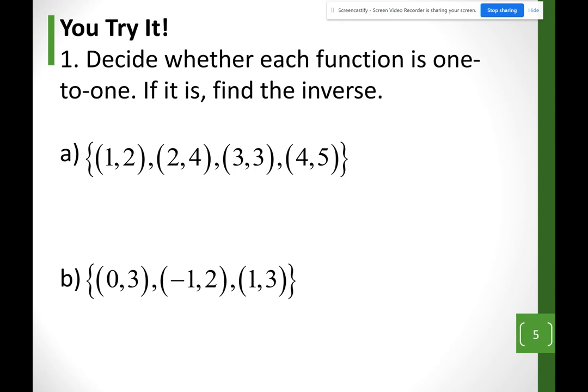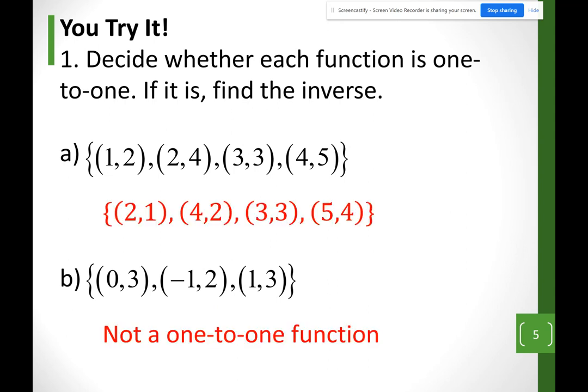Now you try some at home. This is what you should get. For example B, I will say, take a look at those 2 points. That's why I call it not a one-to-one function.